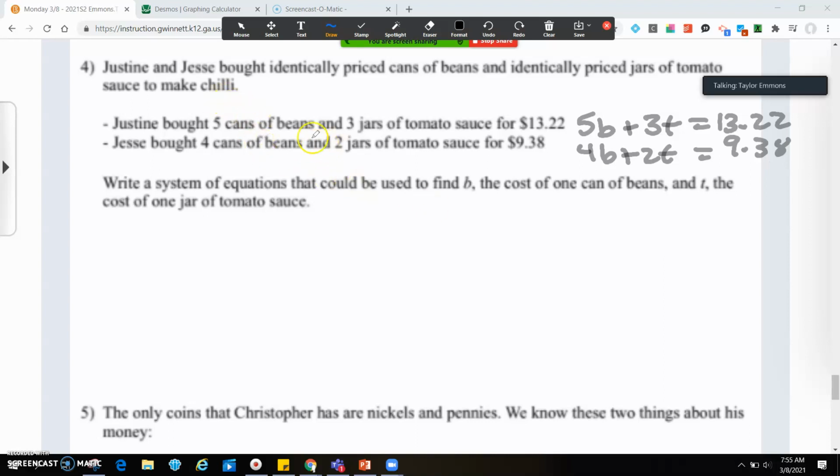Boom, well, we've already done it, right? So again, you're just going to assign a variable to each part of these and then just write out the equations from there, right? Now we could solve this, but obviously they didn't ask for that. They just wanted us to write out the actual system.